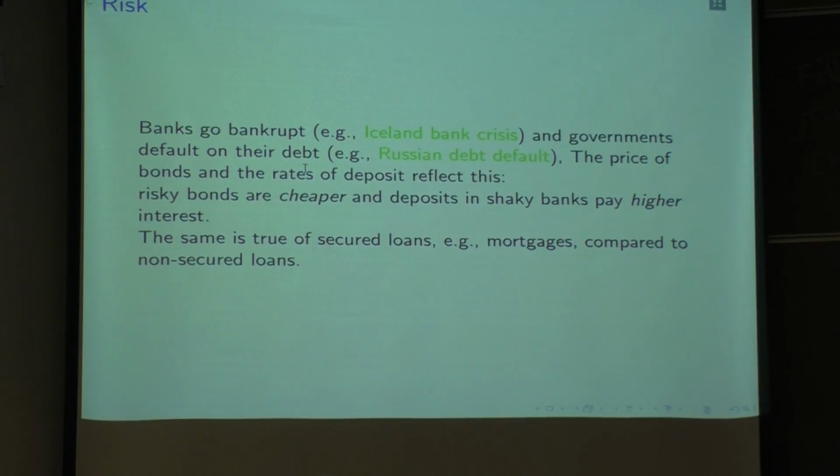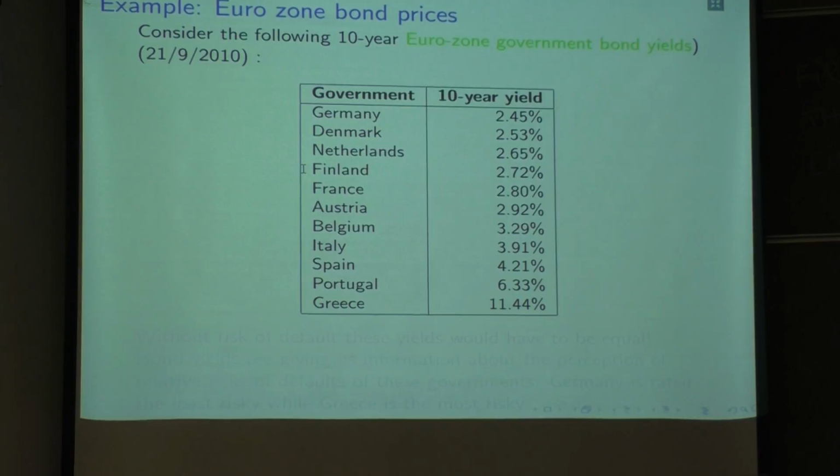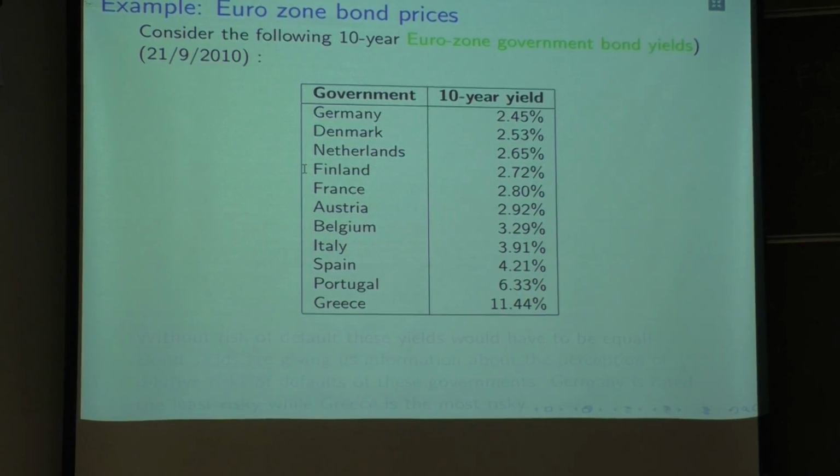Okay, now let me show you a striking example of that. So these are 10-year interest rates that I observed in 2010. 2010 was in the midst of the euro crisis. And what's special about all the countries, all the governments listed there is that the currency for all these countries, what is the currency for all these countries?